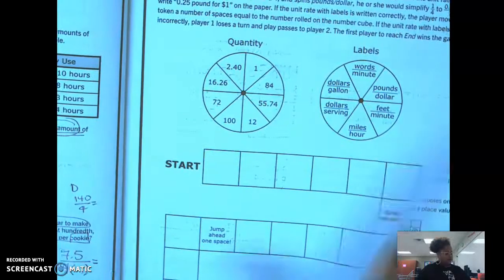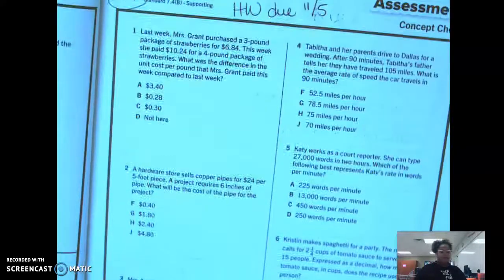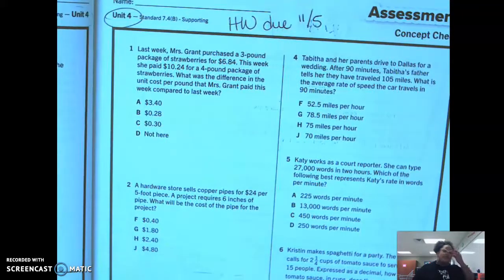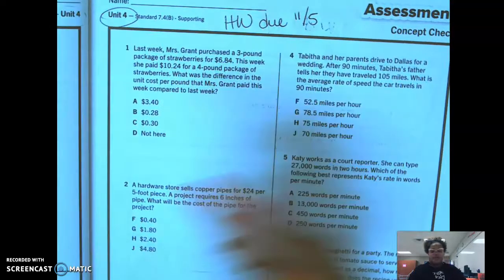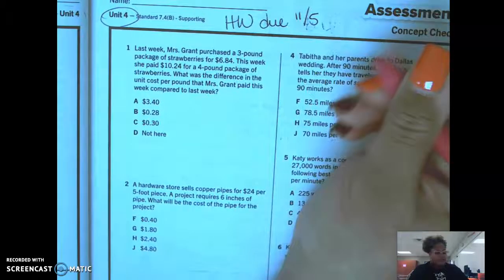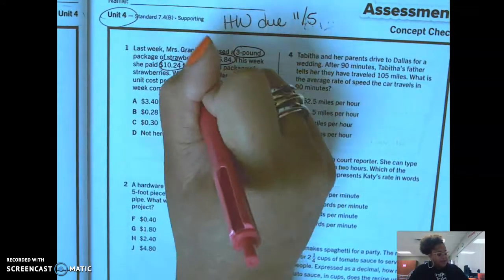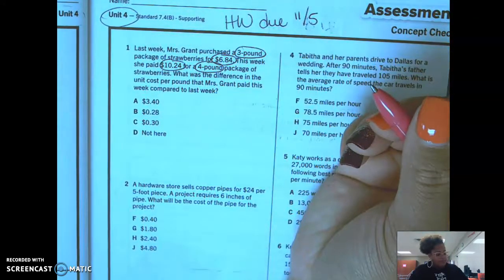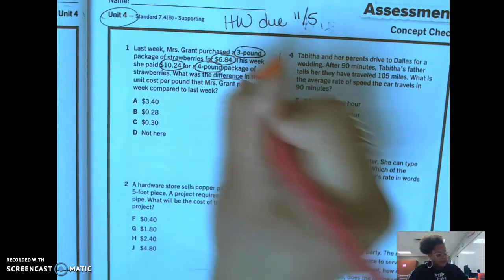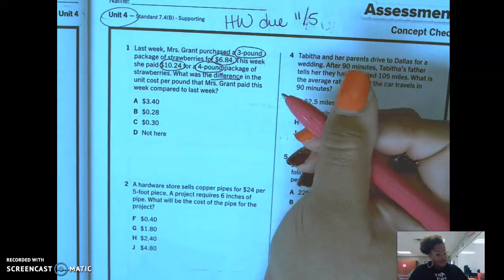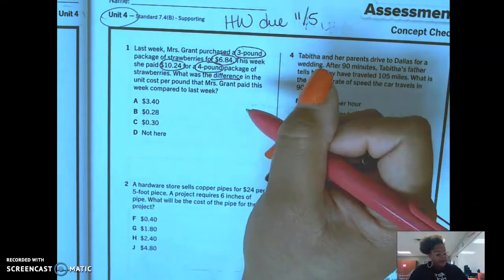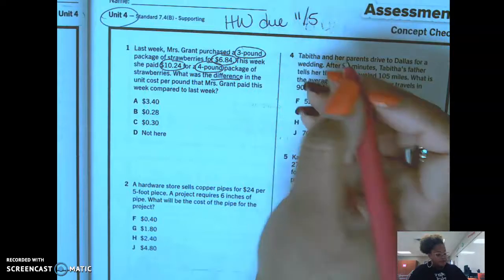All right, let's go to page 45. Last week, Mrs. Grant purchased a 3-pound package of strawberries for $6.84. 3 pounds for $6.84. This week, she paid $10.24 for 4 pounds of strawberries. What's the difference in the unit cost per pound that Mrs. Grant paid this week compared to last week?